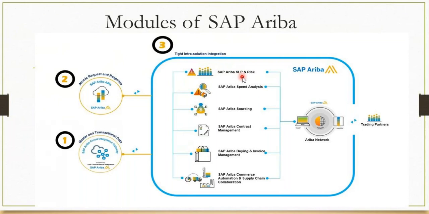The first module in the upstream is SAP Ariba SLP. SLP means supplier lifecycle and performance. Right from getting your supplier onboarded into Ariba, to maintaining your supplier data, to getting him qualified, or maintaining his performance data, and checking the risk, all that can be done through SLP. So SLP is a separate module of upstream where you can totally take care of your supplier data.